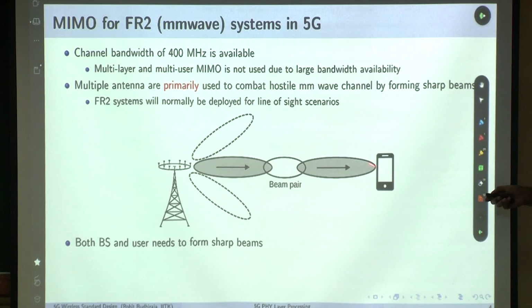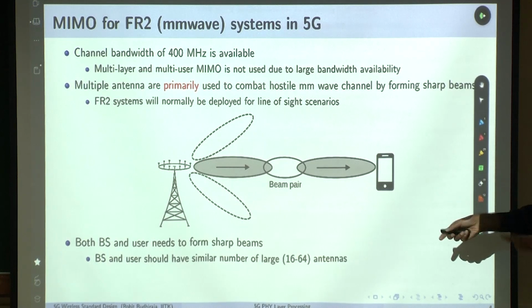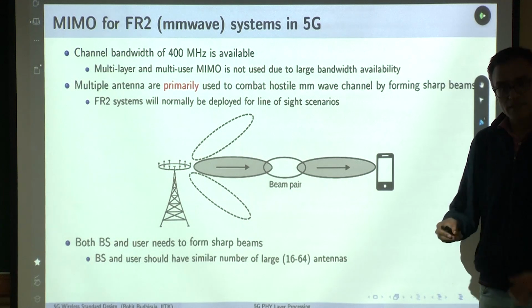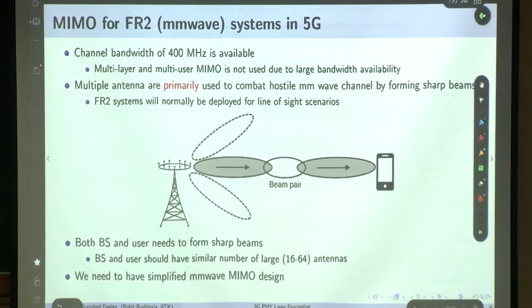So, what am I saying here? If the user has one antenna, the system is not going to work. This indication shows that the user is combining the signal from multiple receive antennas to form a beam like this. So, the base station and user should have a similar number of large antennas. Typically, this is an exaggeration, so take it with a pinch of salt, but if the base station has 256 antennas, the user also needs a large number of antennas, typically 4, 8, 16, in order for this to work, because the channel is so bad.